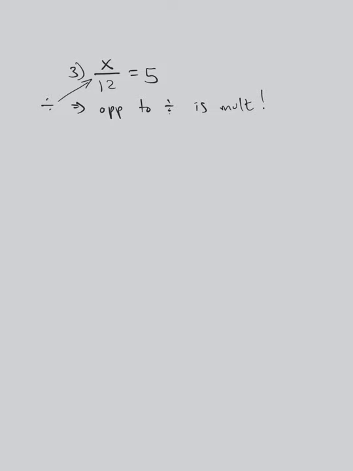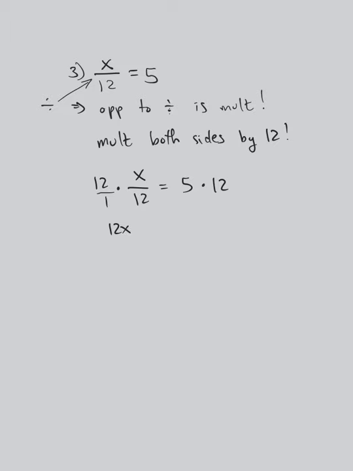And so what do we need to do here? We need to multiply both sides by the number that's in your way. So we want to multiply both sides by 12. Here I have x over 12 is equal to 5, so I multiply by 12 on both sides. Once you get used to this, these will just cancel and you'll just have x.